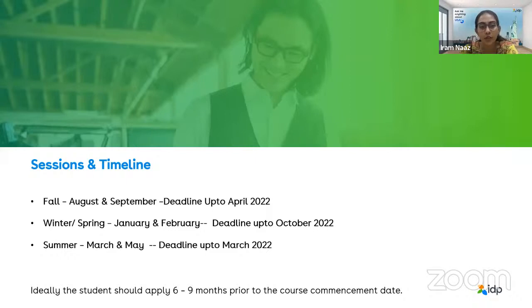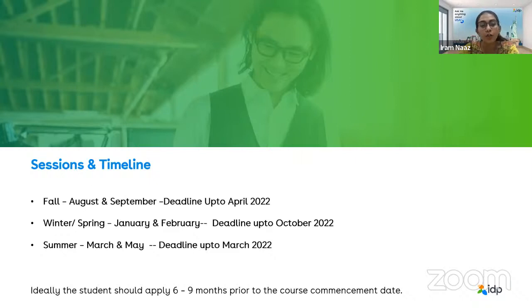And the summer is the smallest intake, but students can still plan to go for the summer intake because the rush will be less, the acceptance will be more, and your visa may get selected.